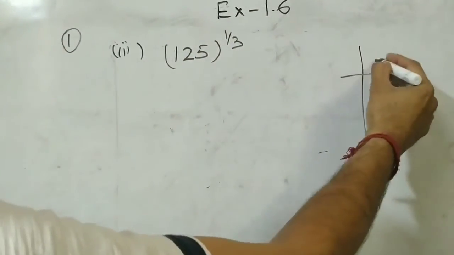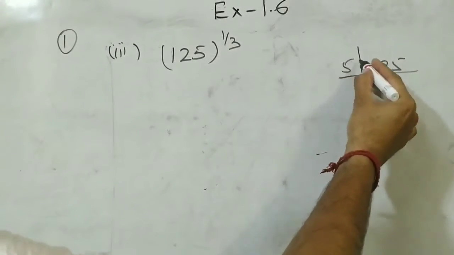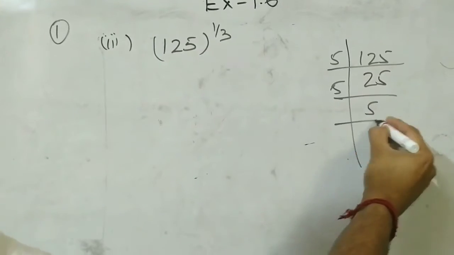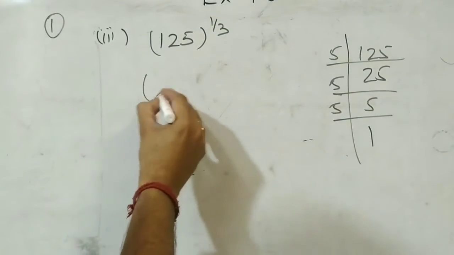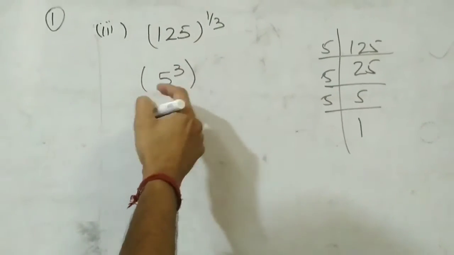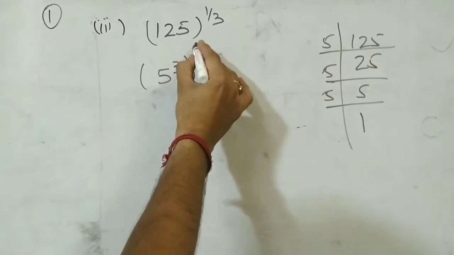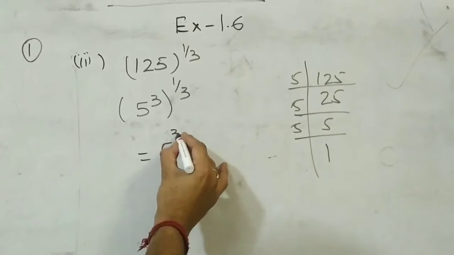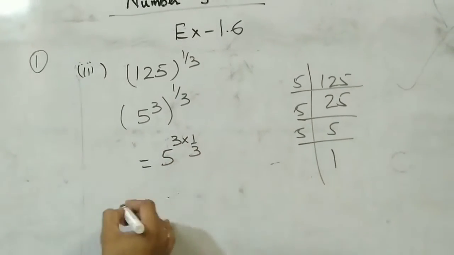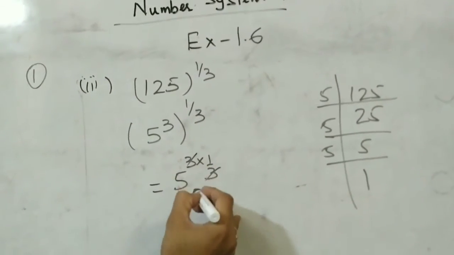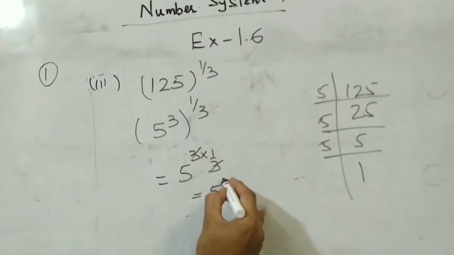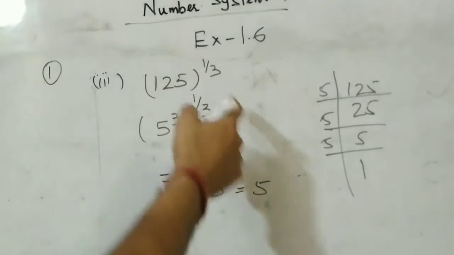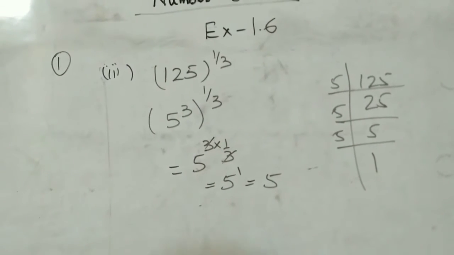So again 125. You can write down 5 to the power 3 for 125, so the whole power is 1/3. Because power on the power they will multiply, you will get 5 to the power 1, that means 5. The value of 125 to the power 1/3 is 5.